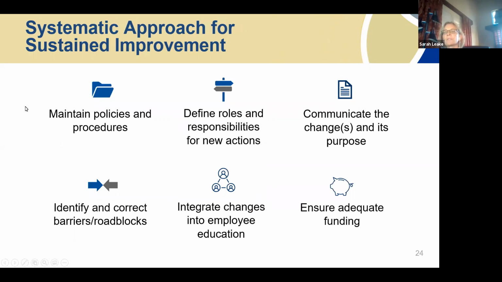Here's a list of approaches that an organization could adopt to prevent future bad events and also sustain improvement. You could update the policies again, as we said; clearly define roles and responsibilities for actions; communicate the changes and their purpose to all those needing to carry out those actions; identify and correct barriers and roadblocks that may be in the way of doing things that new way; integrate the new changes into new employee orientation or into their training programs; and ensure that there is adequate funding to support that change.